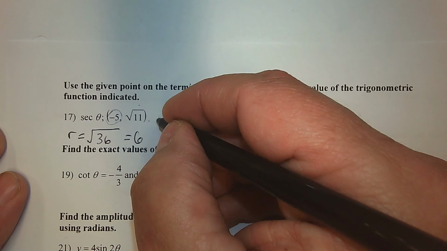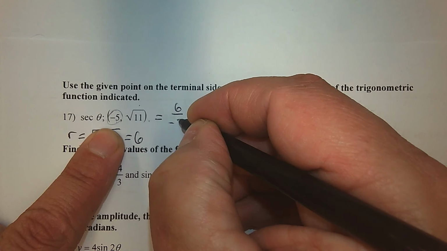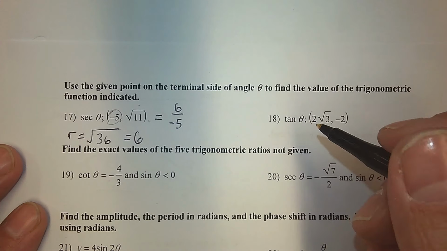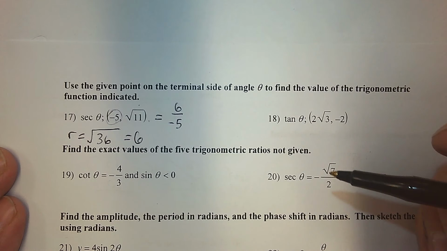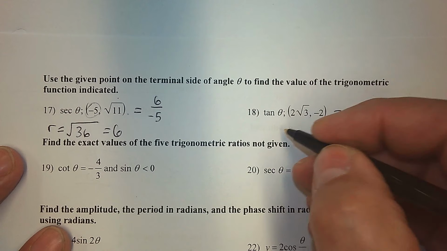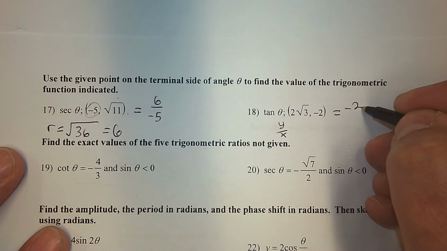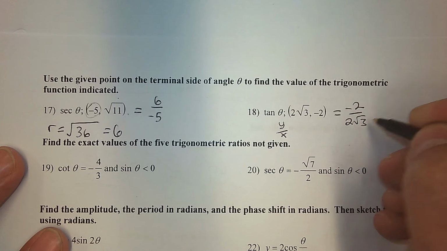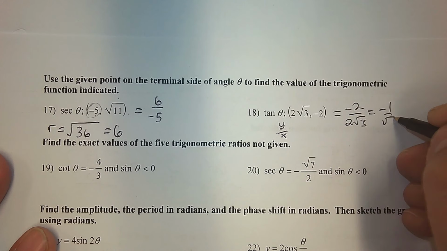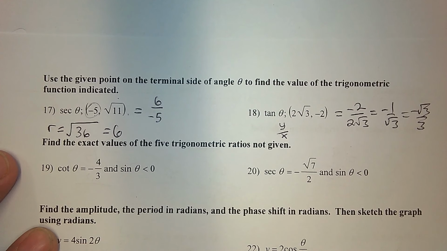So the answer here then is the radius over the x coordinate. So it's 6 over negative 5, or negative 6 over 5. Tangent. Tangent is y over x, so I don't need the radius. So the y over the x. You could also write this like this, or you could write this like this. All are good. Y over x.